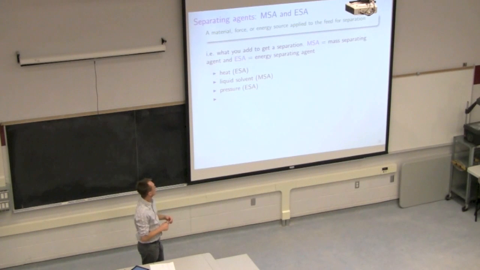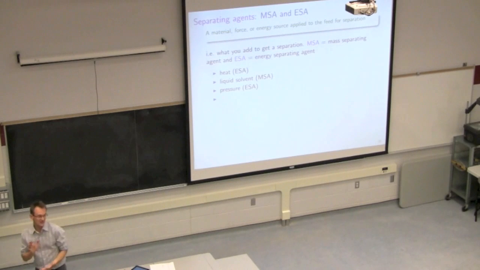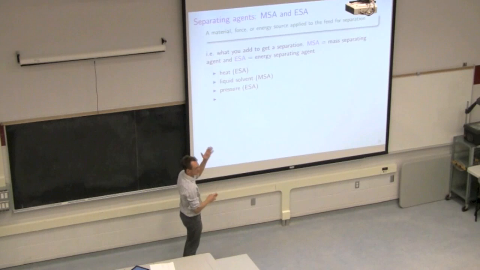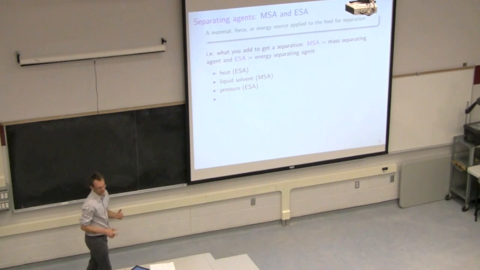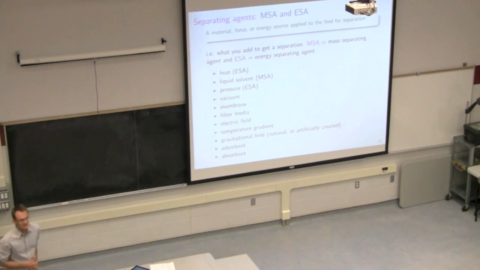agent. If I'm applying a pressure, so I'm forcing material through a filter bed, the pressure I'm applying is an energy separating agent. But the filter cloth that I'm using is a mass separating agent. Okay. So there's two agents that are used in filtration. There's the pressure I'm applying, and then there's the filter bed itself that's holding the material back while the other material passes through. So there's mass separating agents and energy separating agents. Work through this list here and determine which one's an ESA and which one's an MSA.